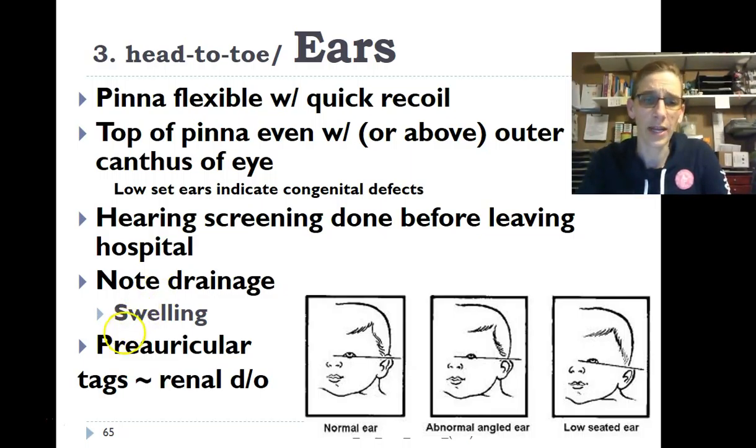Note any kind of drainage or swelling from the ears, any preauricular tags. So preauricular tags, they may have a little skin tag literally right here in front of the little thing on your ear, like a little skin tag. Now the ears and the kidneys develop at the same time. So if you have preauricular skin tags, you have to be very careful about monitoring for renal disorders.